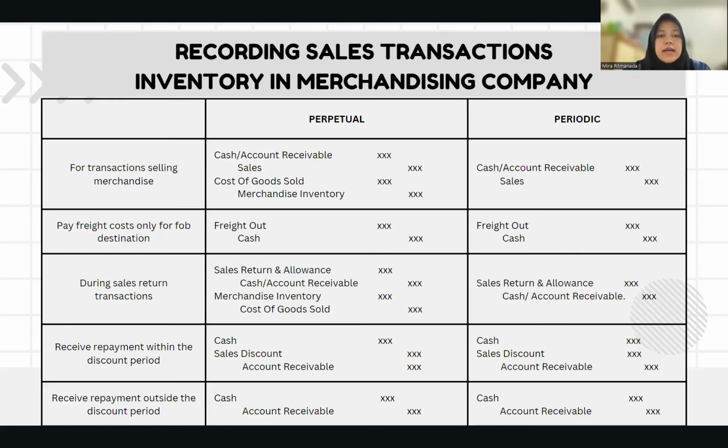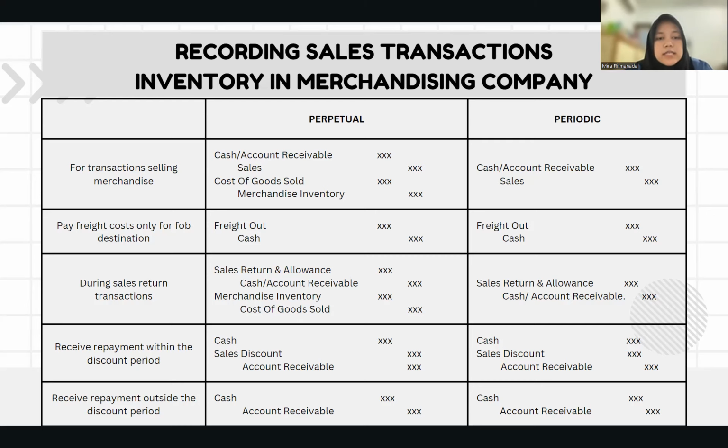Okay, regarding sales transactions, inventory, and merchandising company. For the transaction of selling merchandise, in the perpetual system it will be recorded as cash if sold for cash, or accounts receivable if sold on credit. It will be increased on debit, and sales revenue will be increased on credit, and then cost of goods sold on debit, and merchandise inventory will be reduced on credit because inventory has been sold.